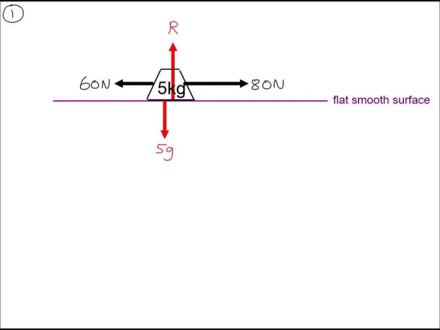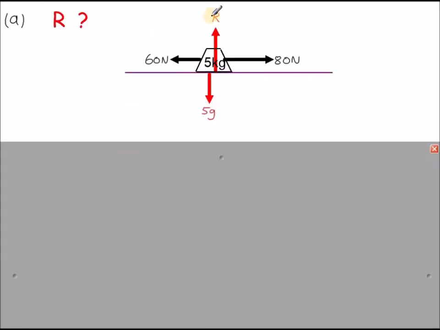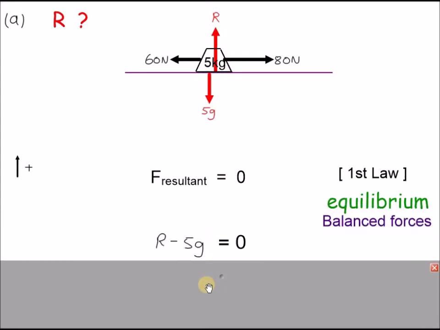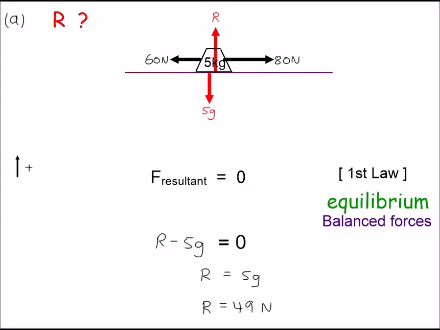Now, to calculate the normal reaction force R, we can look at the vertical forces and use Newton's first law of motion. So vertically there is no acceleration, the resultant force will be 0. So taking the upwards direction as positive, we have R minus 5g equals 0. And then solving gives us R is equal to 49 newtons.